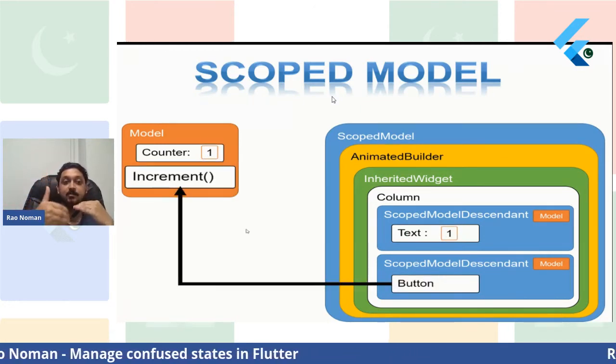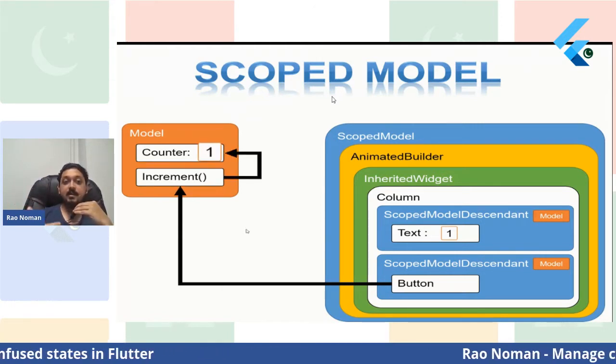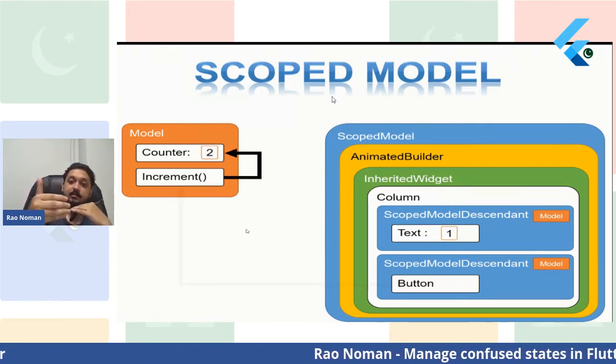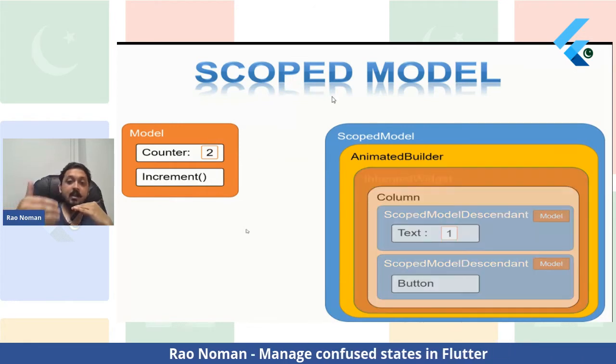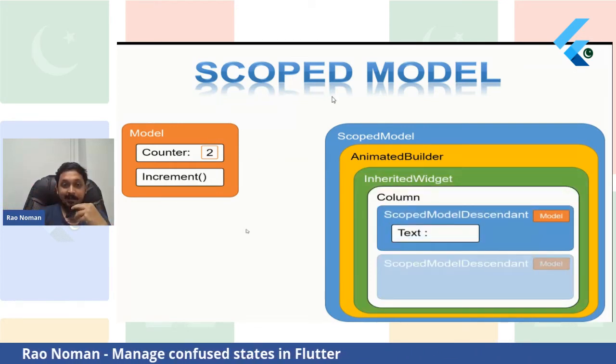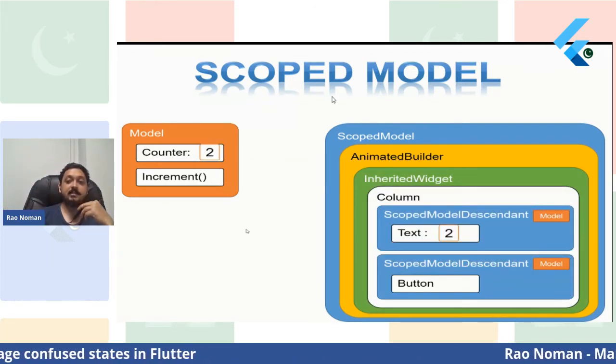So when the user taps the button, there's an increment from one to two, and then it goes to the scope model, and the scope model will read the current state and change the text from one to two.